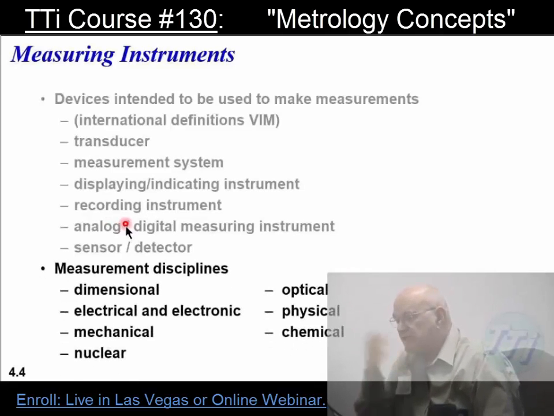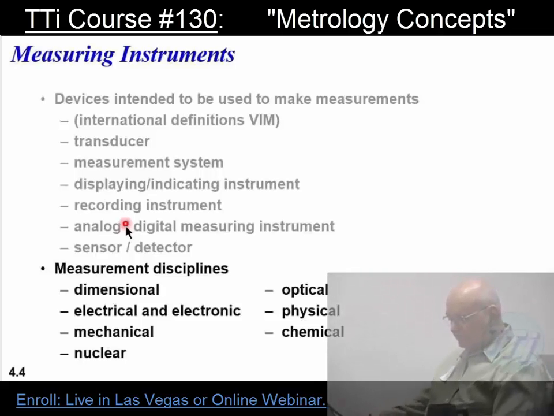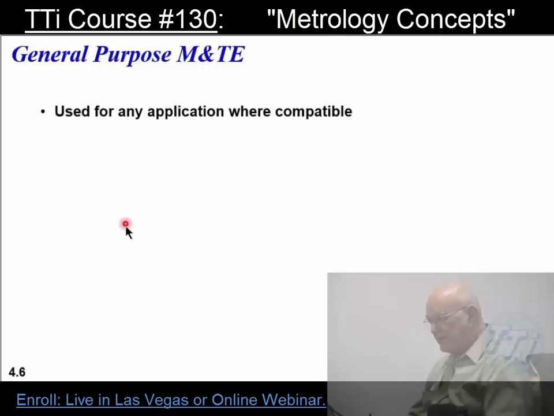And as far as the disciplines that you have for measurements, you've got dimensional, electrical and electronic, mechanical, nuclear, optical, physical, and chemistry. Now, I was at a facility where they had most of that. They had nuclear, they had mechanical, they had electrical, dimensional, and they didn't have optical, but they did have chemical, specifically. And they were accredited in each one of those areas, specifically. So these are different disciplines. Again, electrical is a lot easier than some of the other ones.